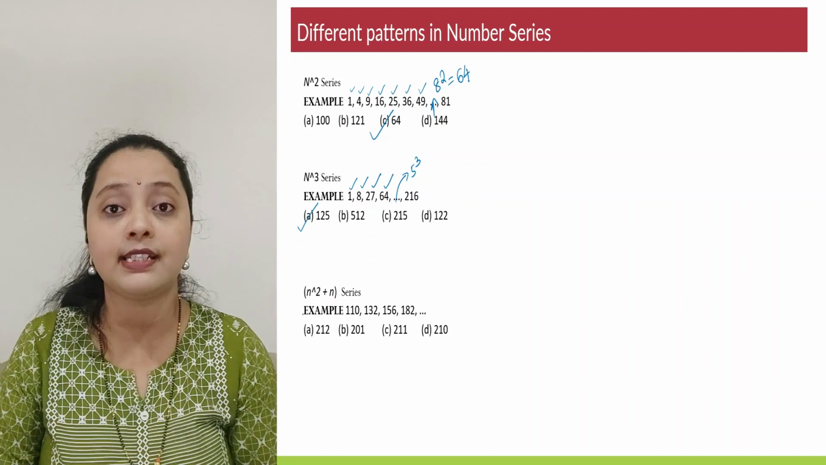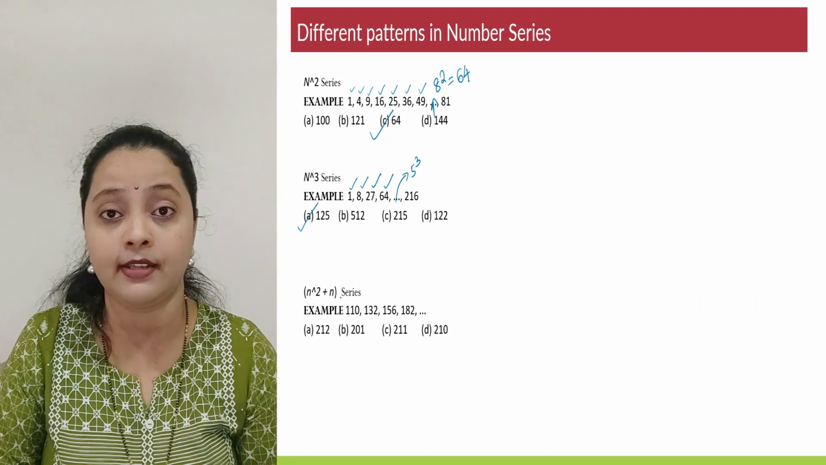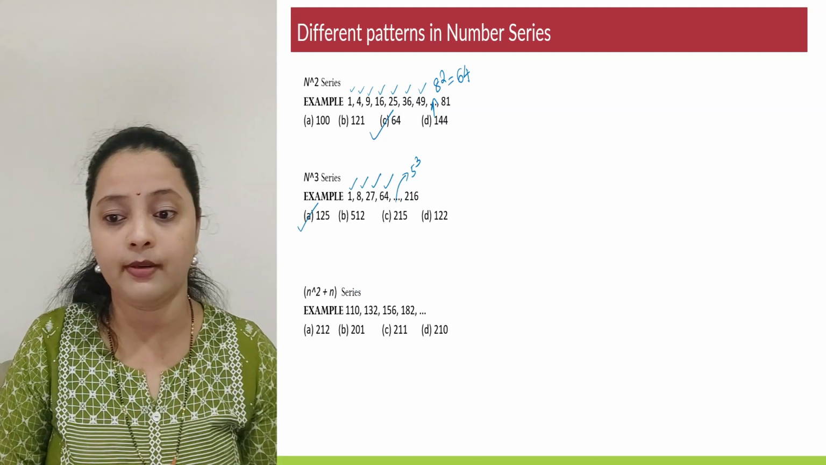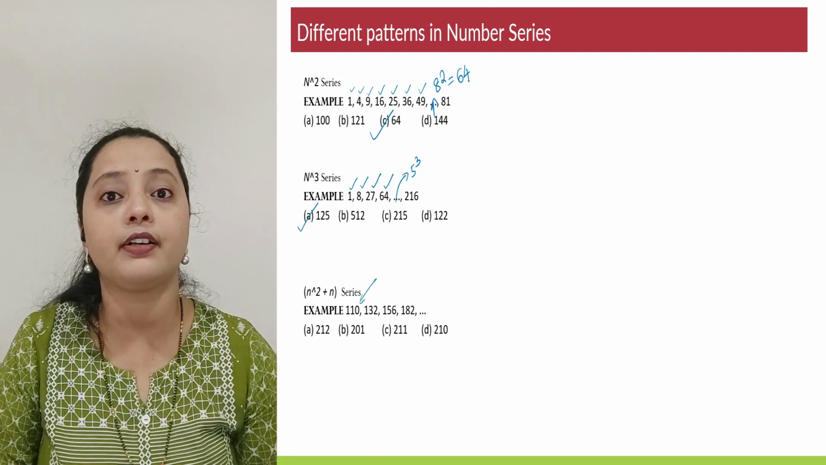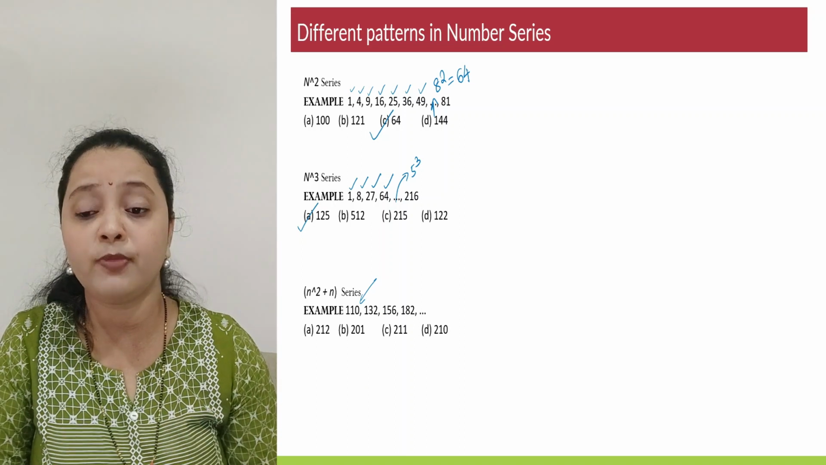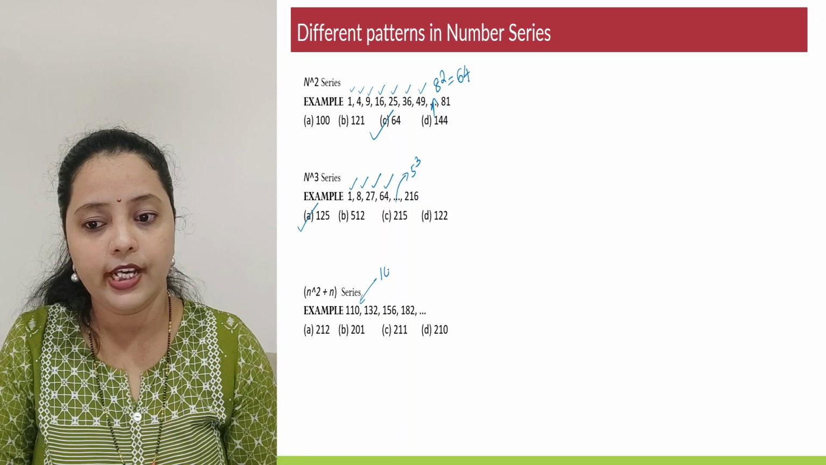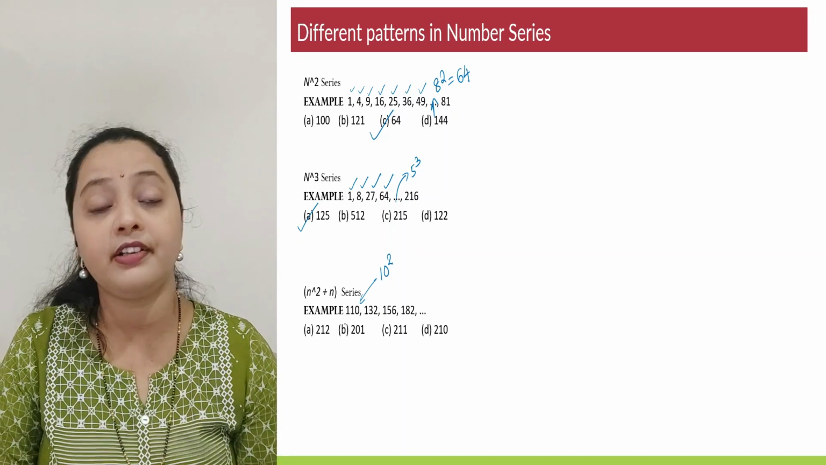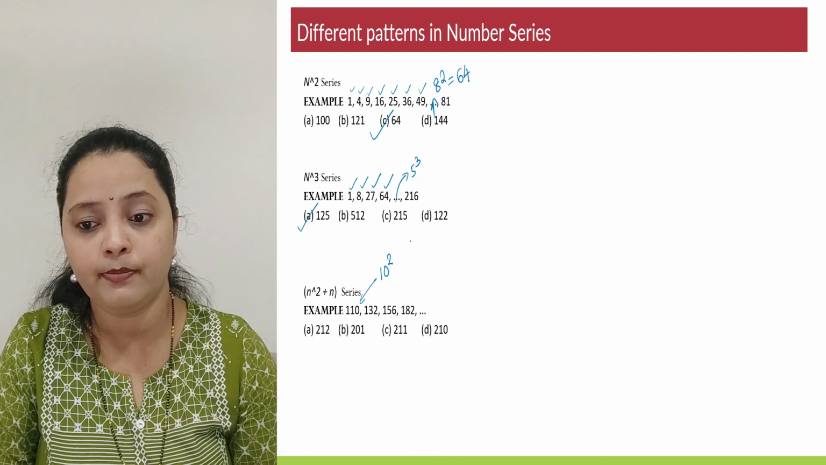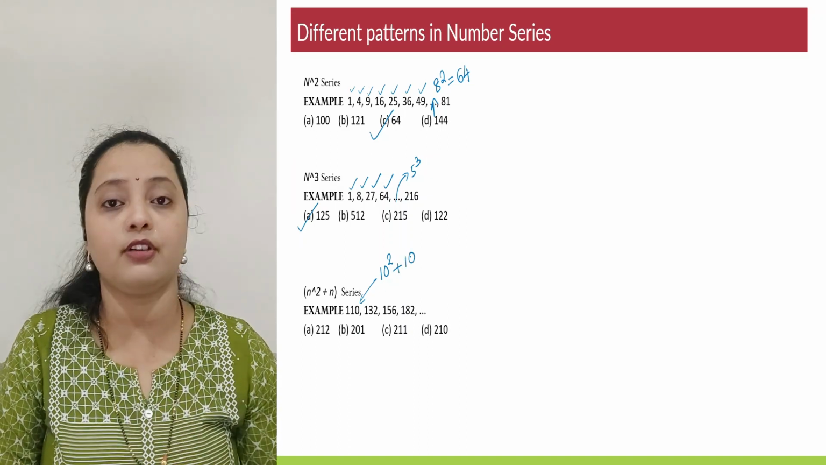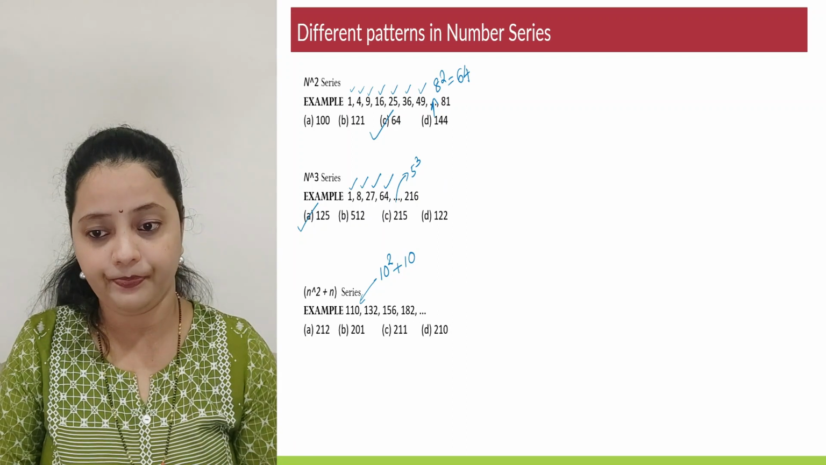And coming to the last category, that is n square plus n. Perfect square plus a constant number. So 110, if I look at, 110 is closest to whose perfect square? 10 square, which is 100. So 100 plus how much gives you 110? Plus 10. So the first number comes out to be 10 square plus 10.